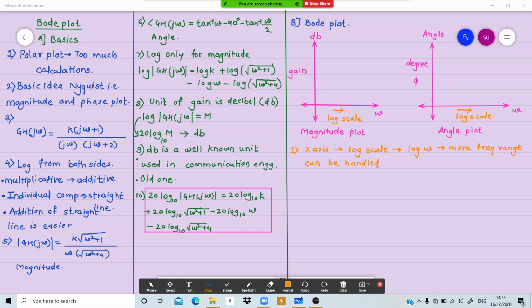Correct? Then the second thing, keep in your mind, this is dB, this is not a log scale. Already we have calculated the magnitude in dB and we are going to put the values, so definitely this is going to be a linear scale. And here we are just putting the angles, definitely it has to be a linear scale. After taking the log of magnitude, actually we made it linear, correct? Previously it was not linear, we took log for that, and because of that it became linear.